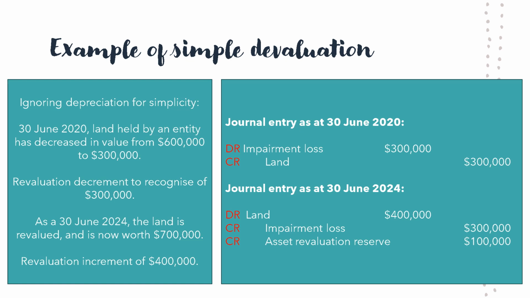In order to post this revaluation of the land, our journal entry is slightly different as we have previously recognized an impairment loss of $300,000. So here we firstly need to reverse this impairment loss of the $300,000 and post any remaining increment into an asset revaluation reserve. Once again, if our example referred to a depreciable asset, the first entry would be the reversal of the accumulated depreciation balance against the cost of the asset before posting the same adjusting journals discussed.